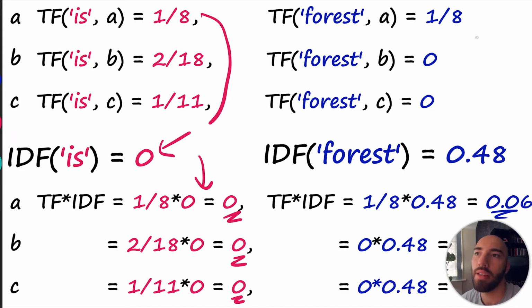Now, on the other hand, the word "forest", when we calculate the TF-IDF for each of these, the TF for B and C is 0, because the term just doesn't appear in those documents. And then the IDF is higher because "forest" is a rarer word, so it's 0.48. Now, the outcome of that is that only this value here, so this is the TF-IDF for the document A, is not 0. And that's essentially how TF-IDF works.